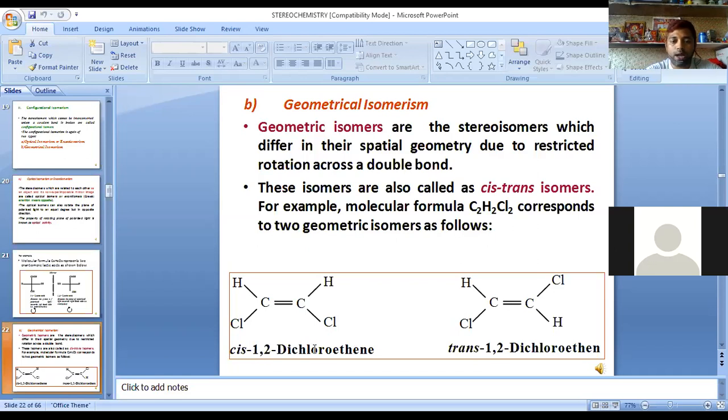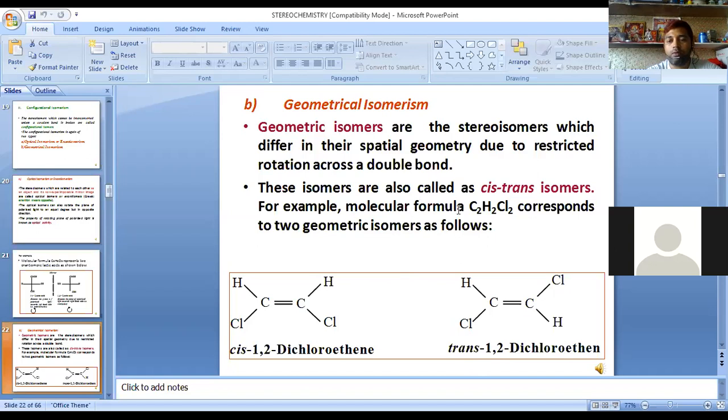And if they are across the double bond, across the carbon-carbon double bond, they are known as the trans isomer. So this is trans 1,2-dichloroethane. Chlorine is here and the other one is there, so they are present in the trans position. That is why it is trans 1,2-dichloroethane. So these isomers are also called cis-trans isomers.